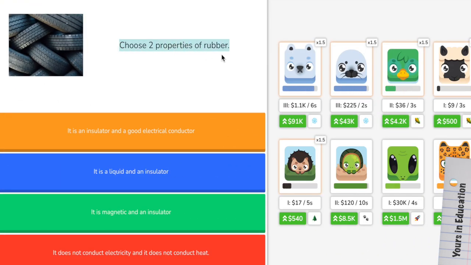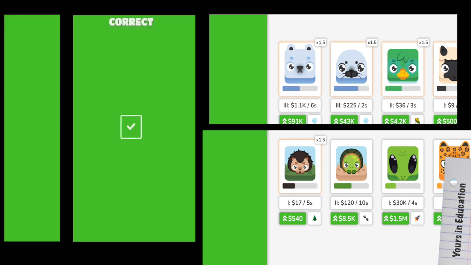Choose two properties of rubber. Okay, I have 12 minutes. I don't know if I'm going to finish. Choose two properties of rubber. It is an insulator, yes. And a good electrical conductor, no. It is a liquid, no. It is magnetic, no. It does not conduct electricity, yes. And it does not conduct heat, yes.